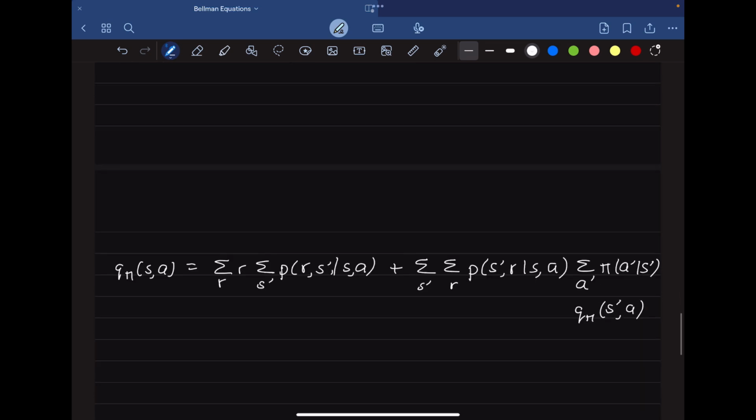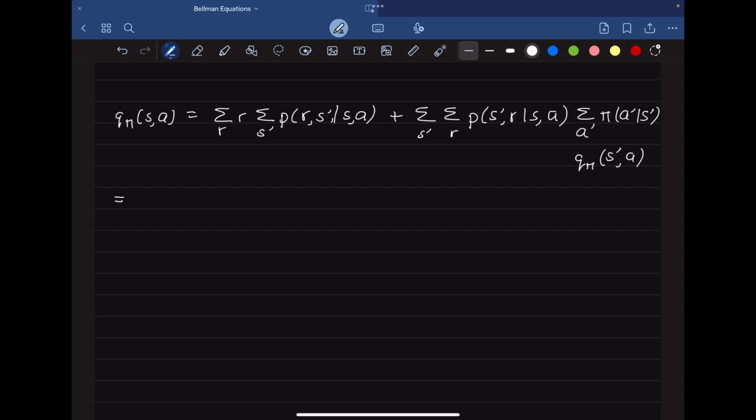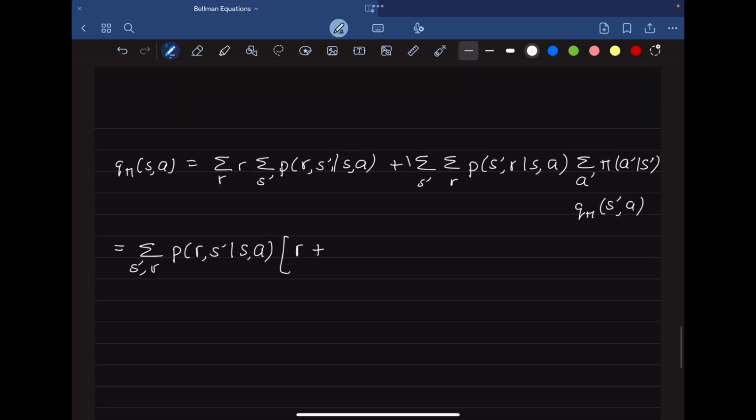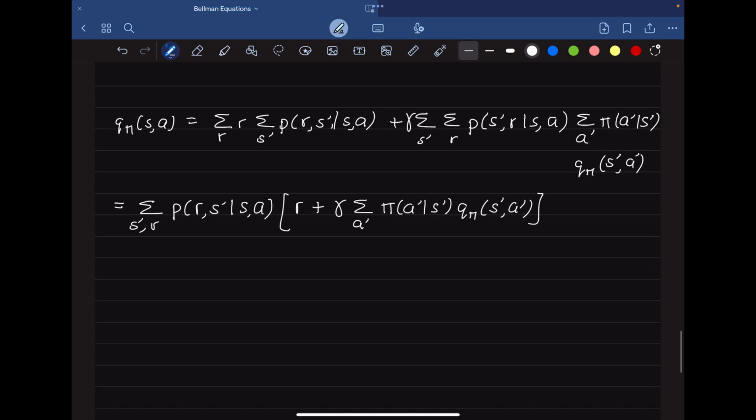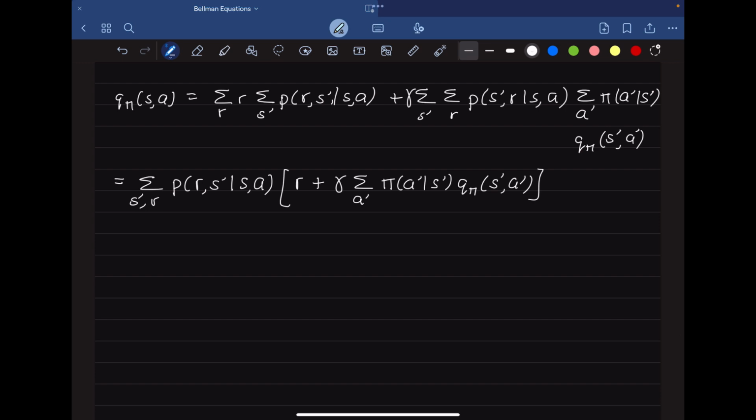and so now we can take a lot of terms common, and that will be summation over s prime and r, probability of getting the reward r and going in the state s prime given that I'm in the state s and I choose the action a, followed by r plus, now we also have a gamma term over here which gets multiplied, so this would be r plus gamma times summation over all the next actions possible, probability of choosing this action given that I have been in the state s prime times the state action value function for the next chosen action. So this is basically the Bellman equation derived for the state action pair value function as well.